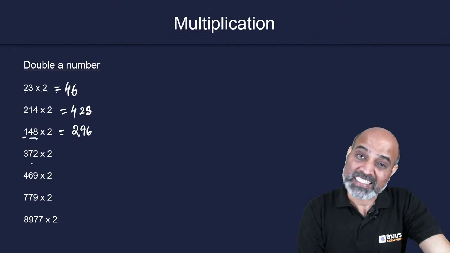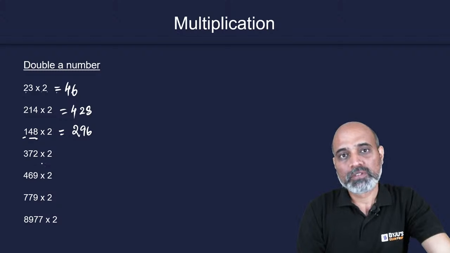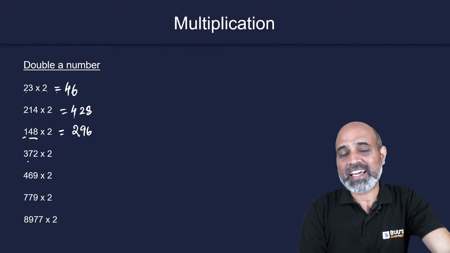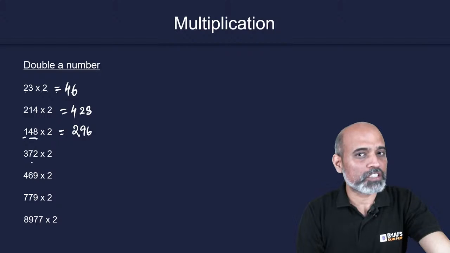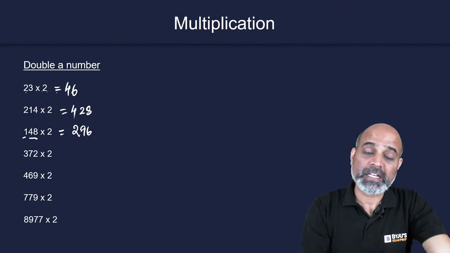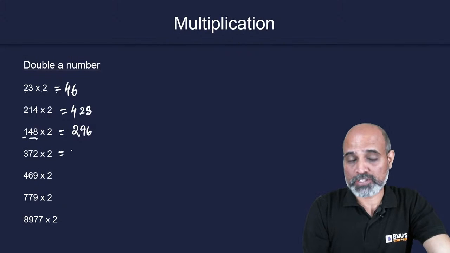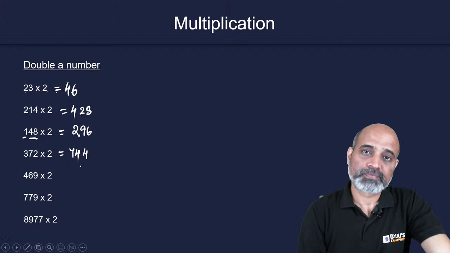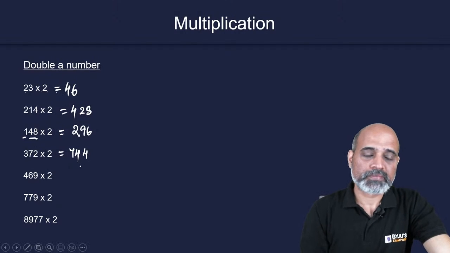Or double of 37 and then double of 2. So I believe double of 3 and then double of 72 will not be a smart move, because double of 72 is going to have a carry. So it's better that I do double of 37, which gives me 74, and then double of 2, which gives me 4. This will be a smarter approach.